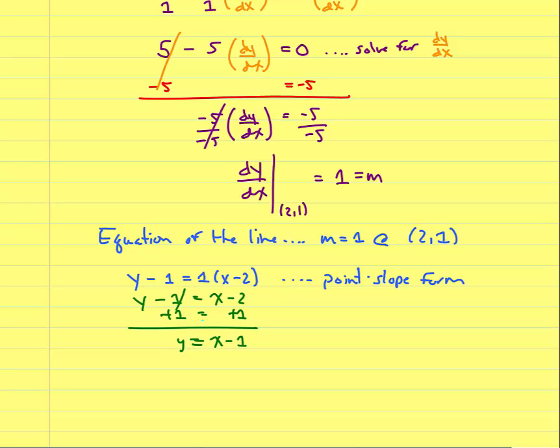Now if I were to graph these lines, they'd be identical. They're just different forms of the same thing. This is called the slope intercept form. The reason it's called that is by looking at it, I know the slope is 1, the coefficient in front of the x, and the y-intercept is negative 1.